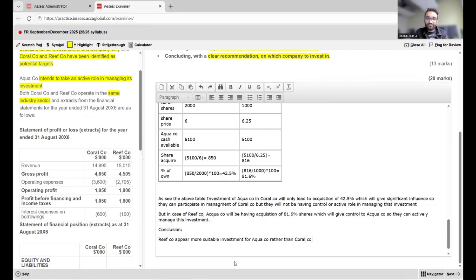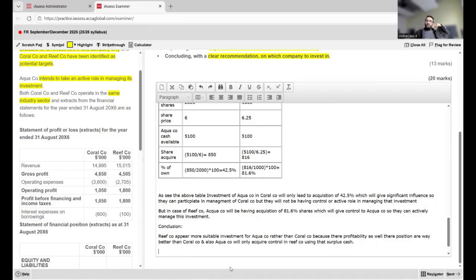Why? Because their operating profit, their profitability as well as their position are way better than Coralco, and also Aquaco will only acquire control in Reefco using that surplus cash. That's enough.